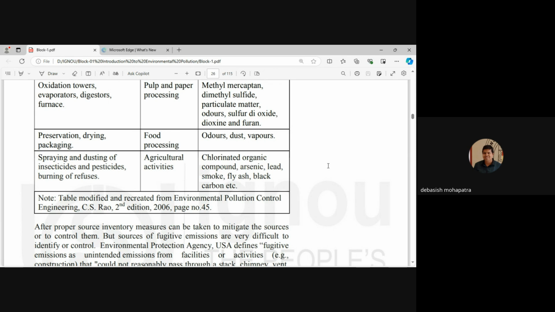Okay, so is it clear by what processes these pollutants get added to the atmosphere? Yes, sir. Okay.